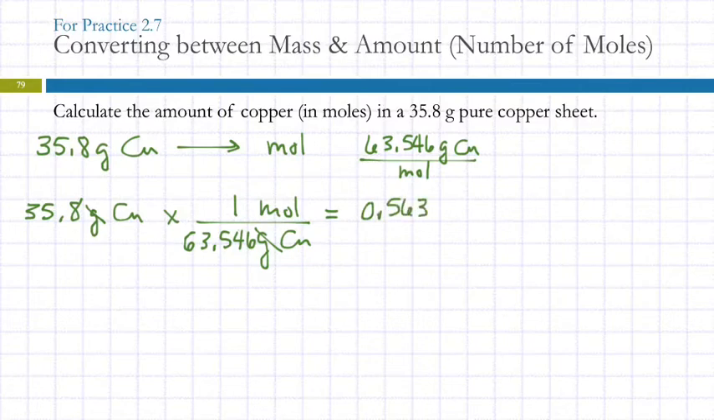0.563. As I'm writing digits down, I want to know when I can stop. This has 3 sig figs. This has 5. So for these molar masses, it is always fine to use whatever is on a decent periodic table that you have available. So this one has more digits.